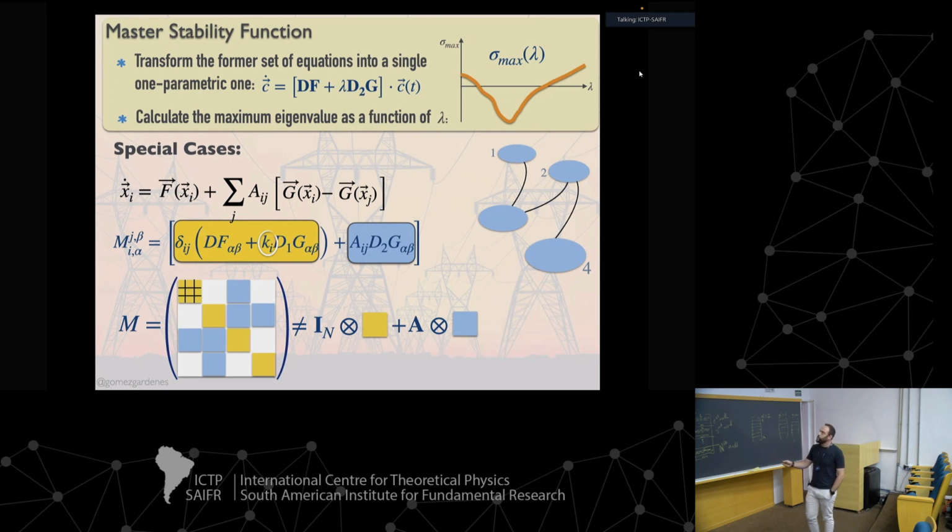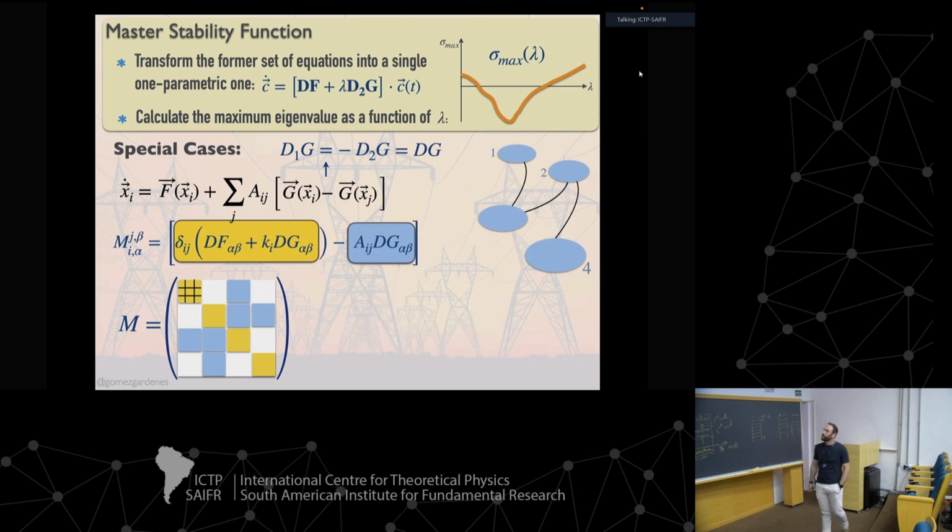Why? Because if I have this kind of coupling, the Jacobian with respect to the first variable of the interaction term is just minus the Jacobian of the interaction term with respect to the second variable, and we can call it dg, okay? And if I put this dg here, we have this. I say, okay, but you still have this.